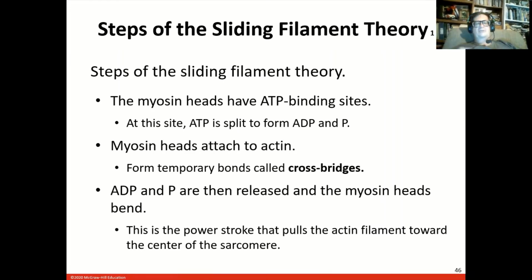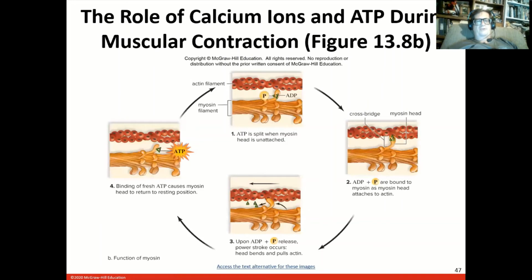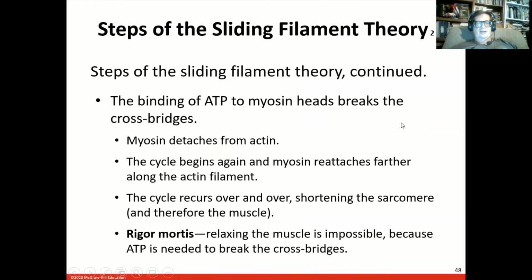You then let go of the ADP and the phosphate, and that causes the heads to bend. Okay, that's what pulls and causes the fibers to slide past each other, causes the muscle to get shorter and thicker. Okay, so that's powerful. And then if you break fresh ATP, things will go back.